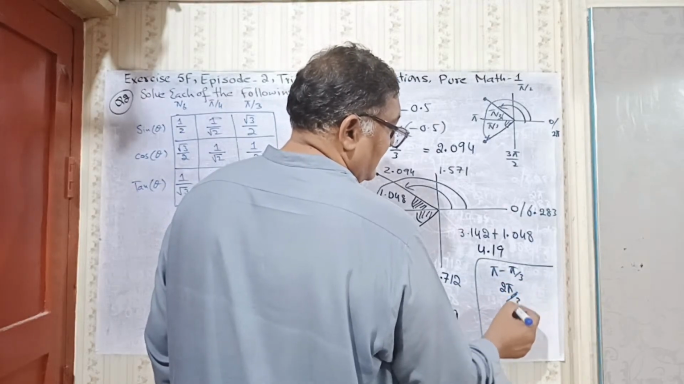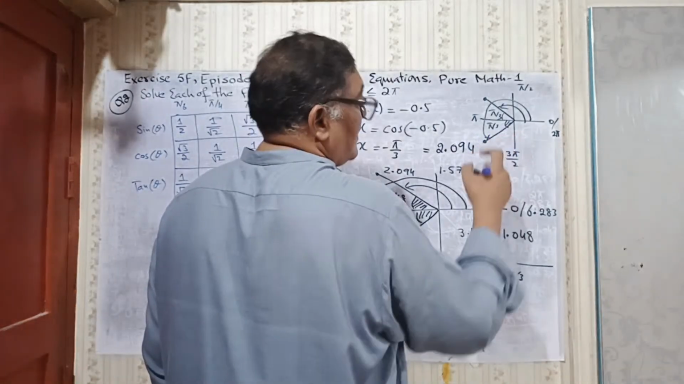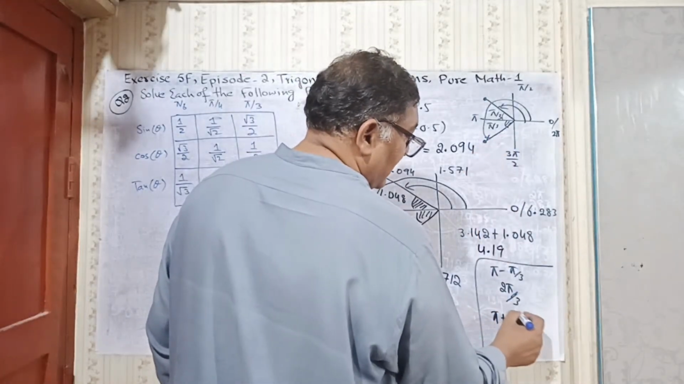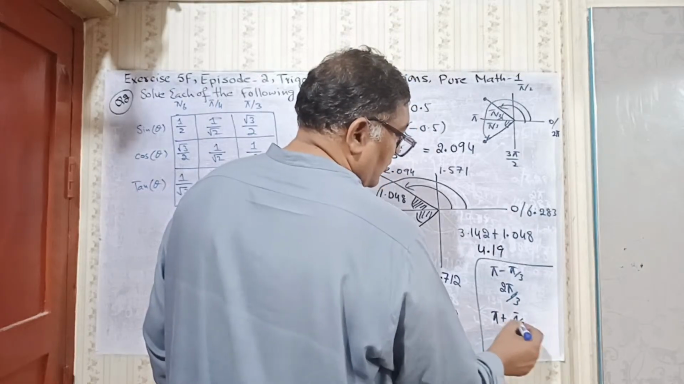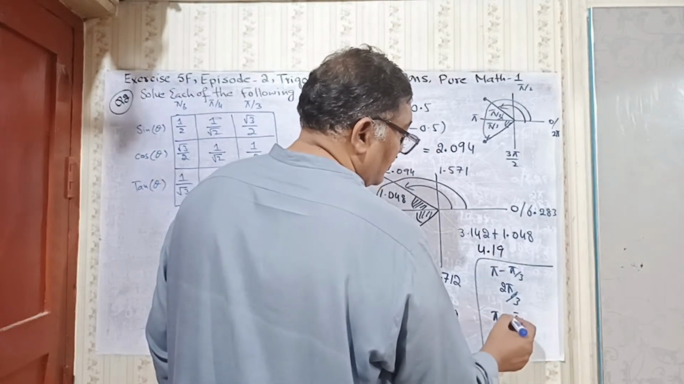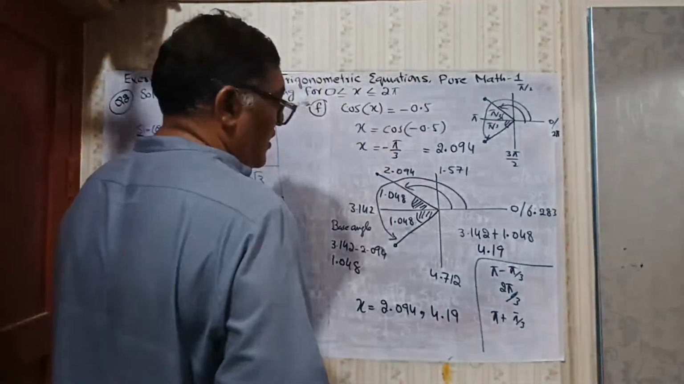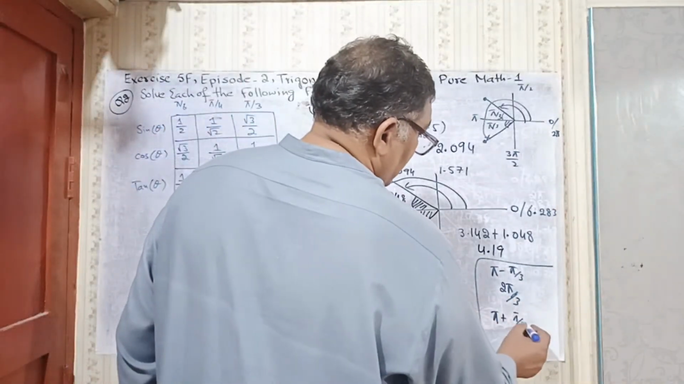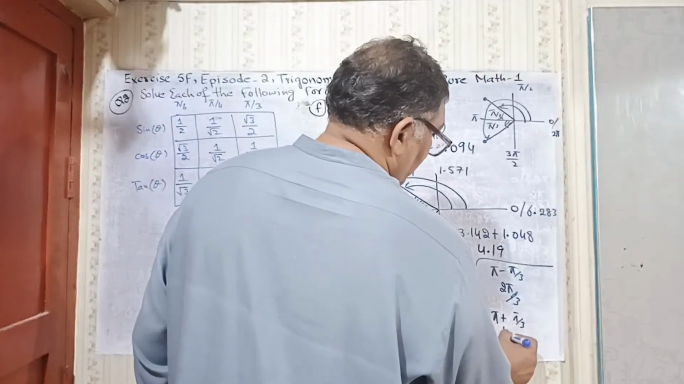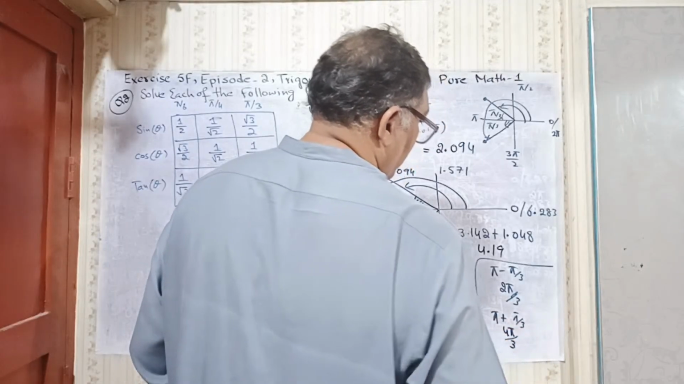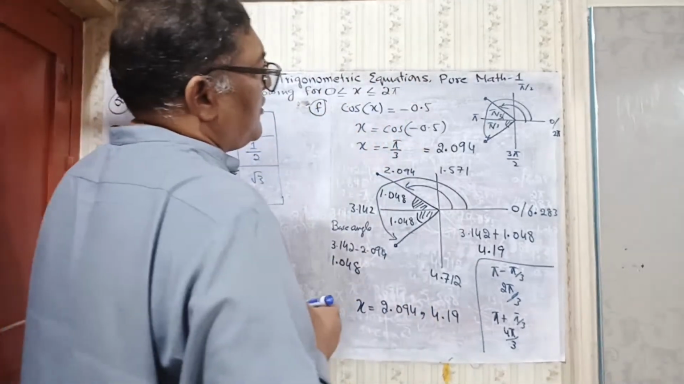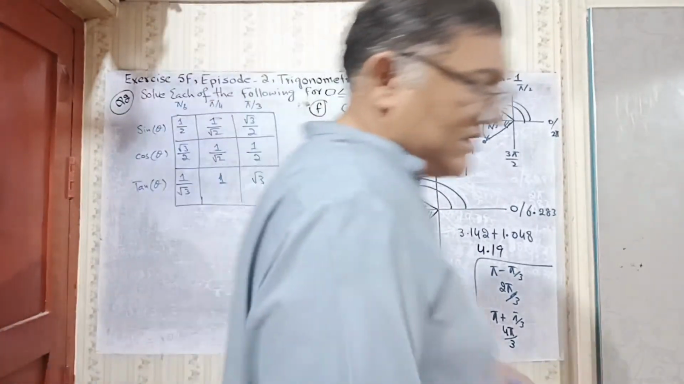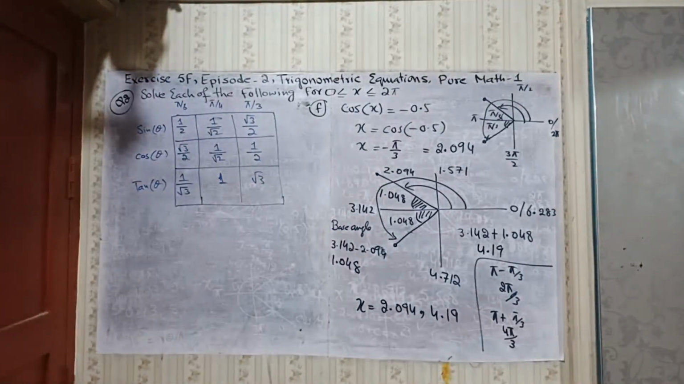This is one answer. This other angle will be pi plus the base angle pi by 3. So 3 plus 1, that is 4 pi by 3. Okay, am I right? Let me check the answer. Yeah, these are the answers written in the book. Okay, whether you go purely in decimals or in terms of pi, it does not matter.